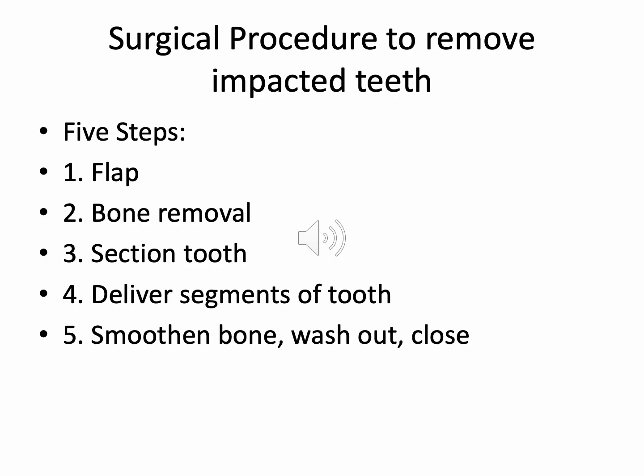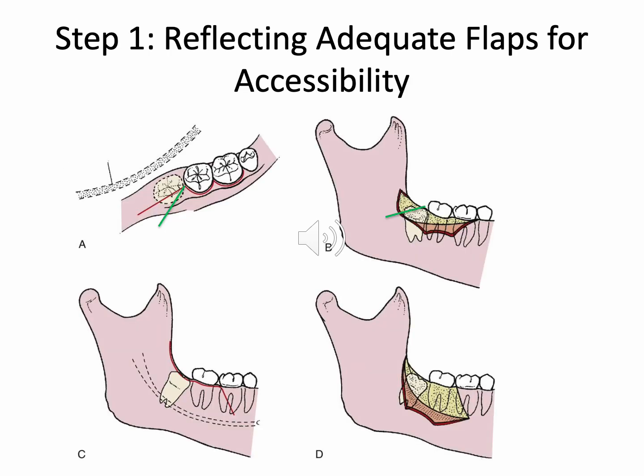So how do you take out an impacted tooth? There are 5 steps. You've got to develop a flap. You've got to achieve bone removal. You have to section the tooth. You have to take out the sections one at a time. And then you have to smooth things up, wash it all out, and close it. So step 1, flap development.